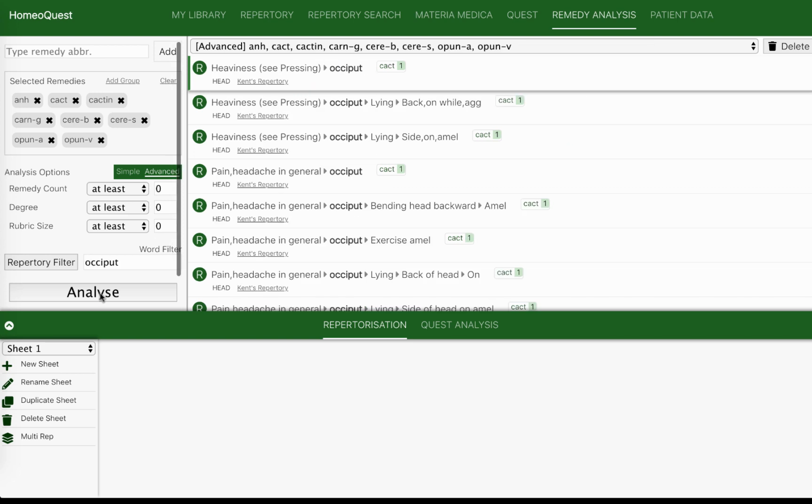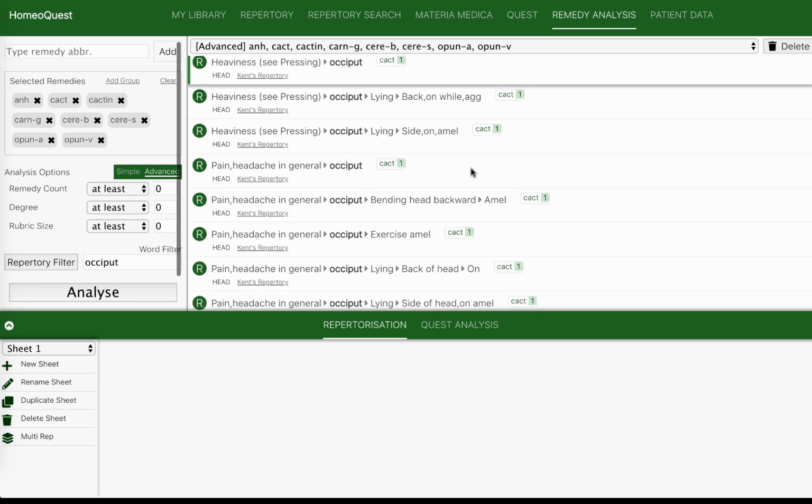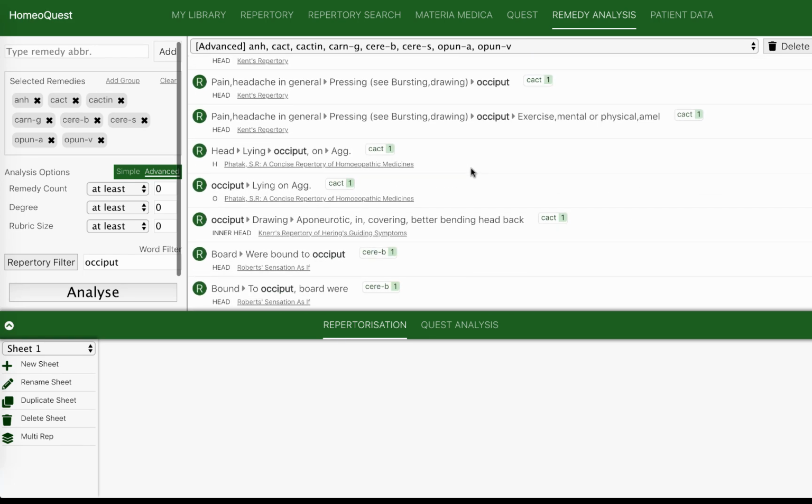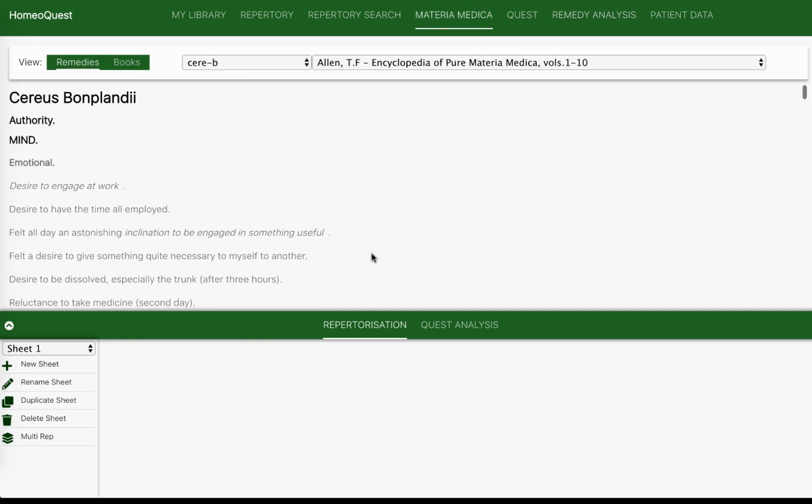So we're looking at what remedies have this strong focus on the occiput. And as you see, cactus comes up because it's the most well-proved remedy. So let's see if there are some other remedies from this family. There is something called Cereus, and it has this thing about bound to occiput. This is interesting because she had something like a rubber band bound to the occiput. So let's look at this remedy, I thought, and it's Cereus bonplandii.